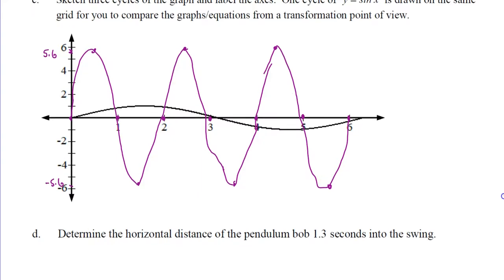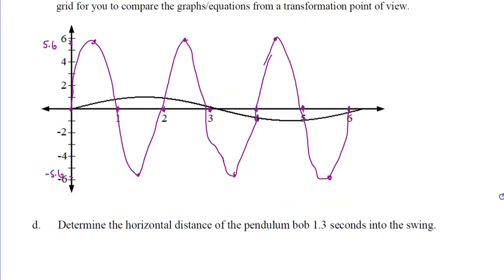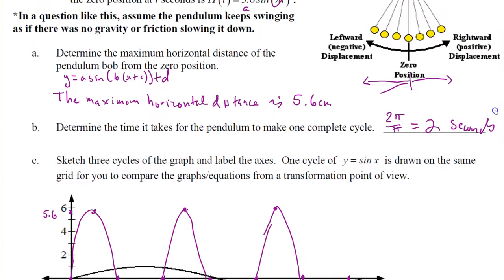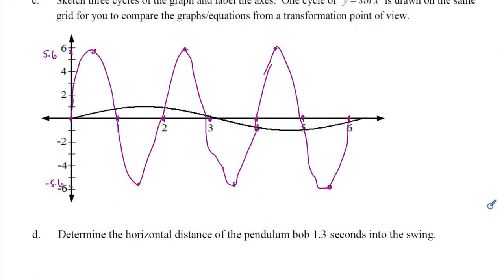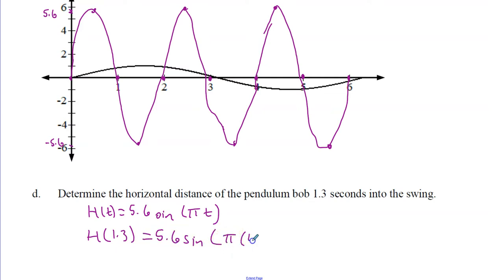Determine the horizontal distance of the pendulum bob 1.3 seconds into the swing. Okay, so we have the equation. H of t is 5.6 sine pi t. So 1.3 seconds in, 5.6 sine pi 1.3.